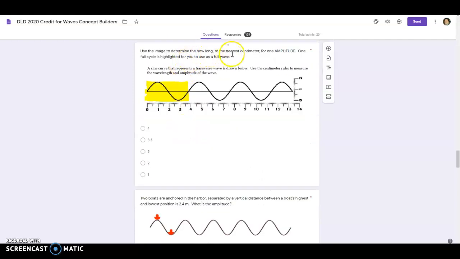The amplitude is the height of the wave. Although this highlight really doesn't help you here, all the way over here, 1 to 2, that's a centimeter. 0 to 1, that's a centimeter. So this 2 centimeters top to bottom is actually 2 amplitudes. The best choice here is 1 centimeter is an amplitude.